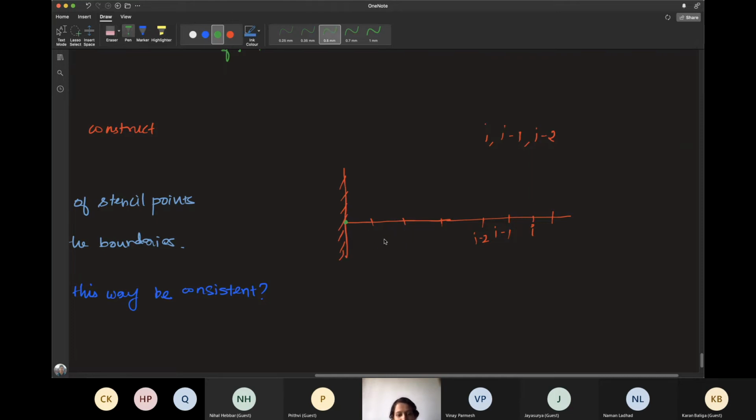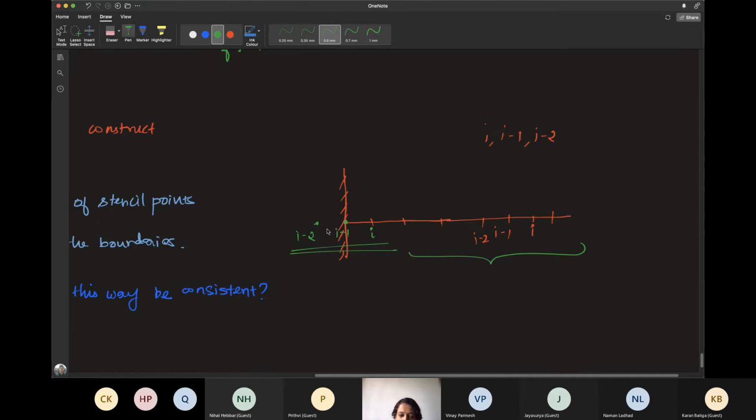So now what if this is your I? So this is your I minus 1. And what about I minus 2? It's not in your domain. So you don't know what actually is in the point I minus 2. So it's difficult for you to get a higher order scheme near the boundaries. So even if your scheme is of some higher order accuracy in the interior points, at the boundaries, it's not possible to obtain a higher order scheme very easily.